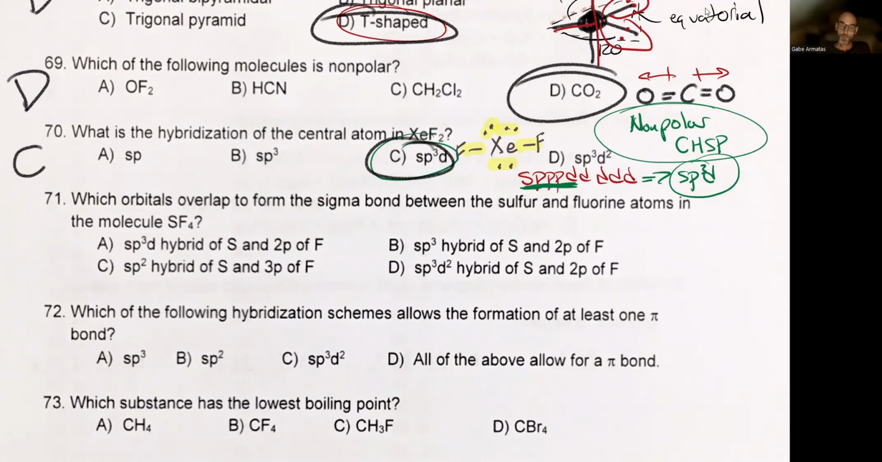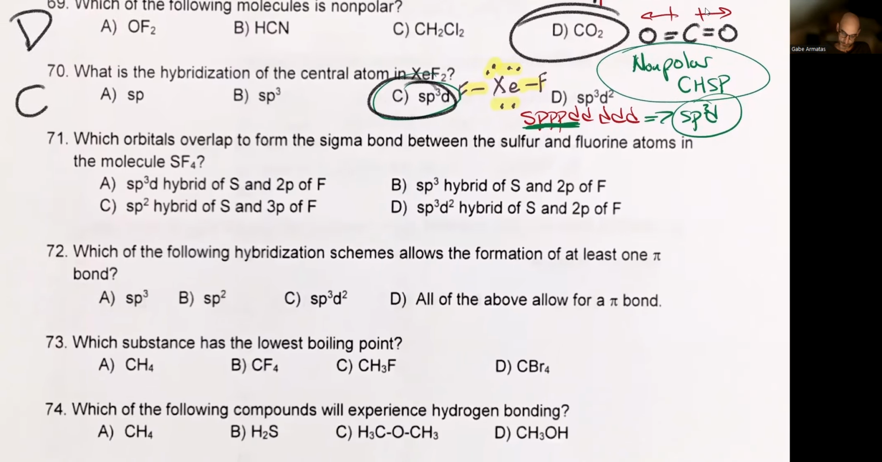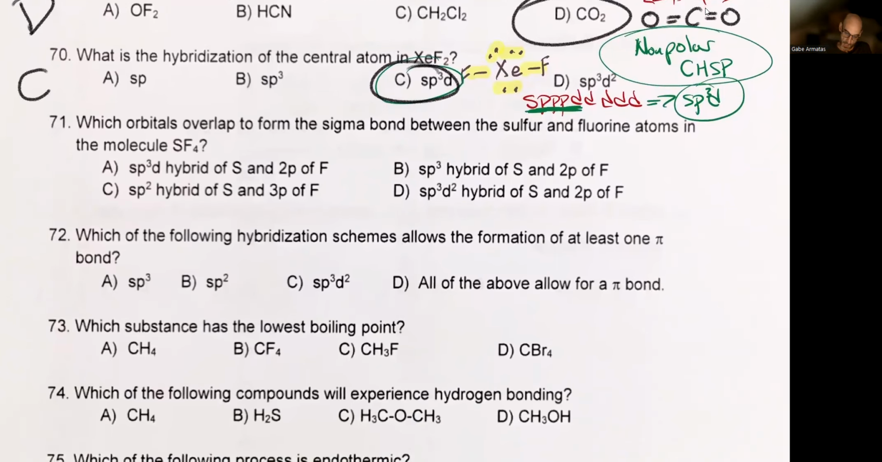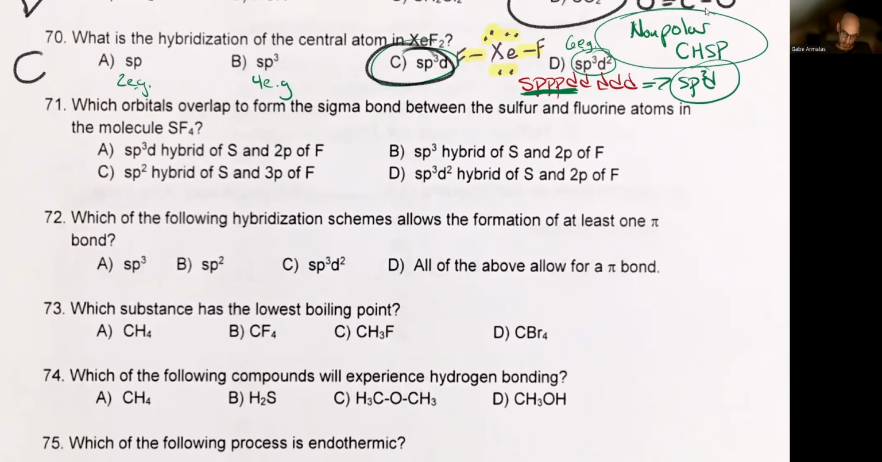The number of electron groups essentially tells you the hybridization. If it's 2 electron groups, you have sp hybridization. Anything with 2 electron groups, sp. sp3, this is 4 electron groups. sp3d2, this is 6 electron groups. So that's it, the easiest way to do it.